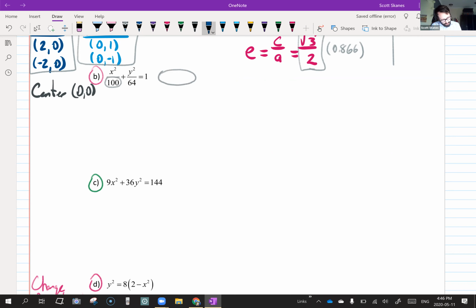Let me write down what that is. That's a squared, the bigger one. Square root of that is 10. I'm going to go ahead and do my b and c first, because I just find it easier. B squared is 64. Square root of that is 8. Let's go ahead and get C as well.